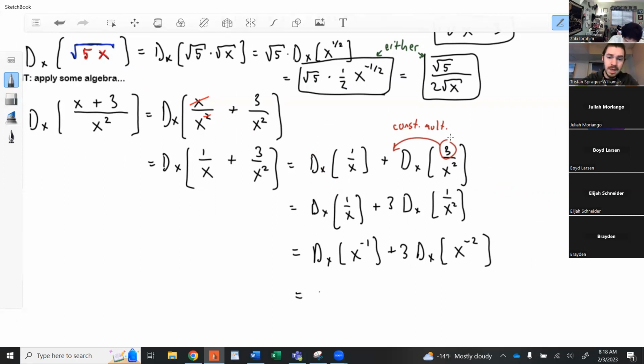Let's do it. Negative 1 times x to the what? Subtract 1. It becomes more negative. Negative 1 minus 1 is negative 2, right? Plus 3 times, and then we'll do the power rule again. We bring down the negative 2, and then x to the power negative 2 minus 1, right? It becomes more negative, so it goes down to negative 3.